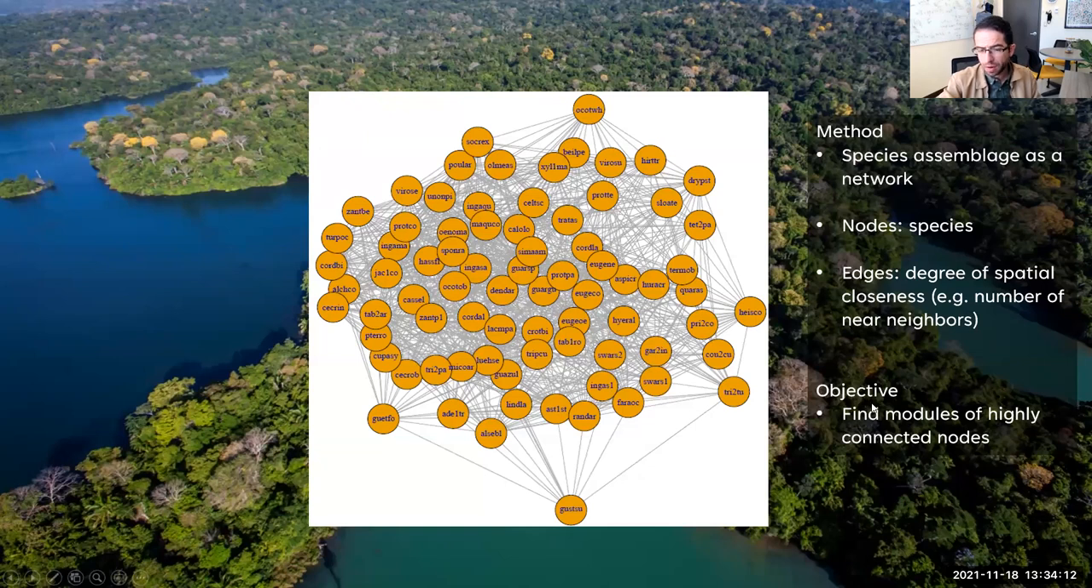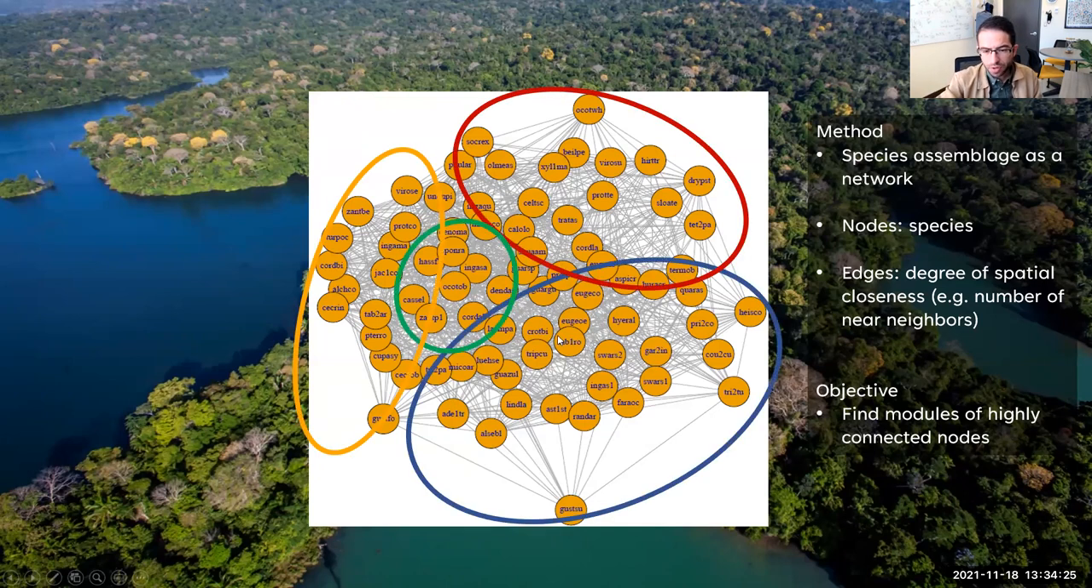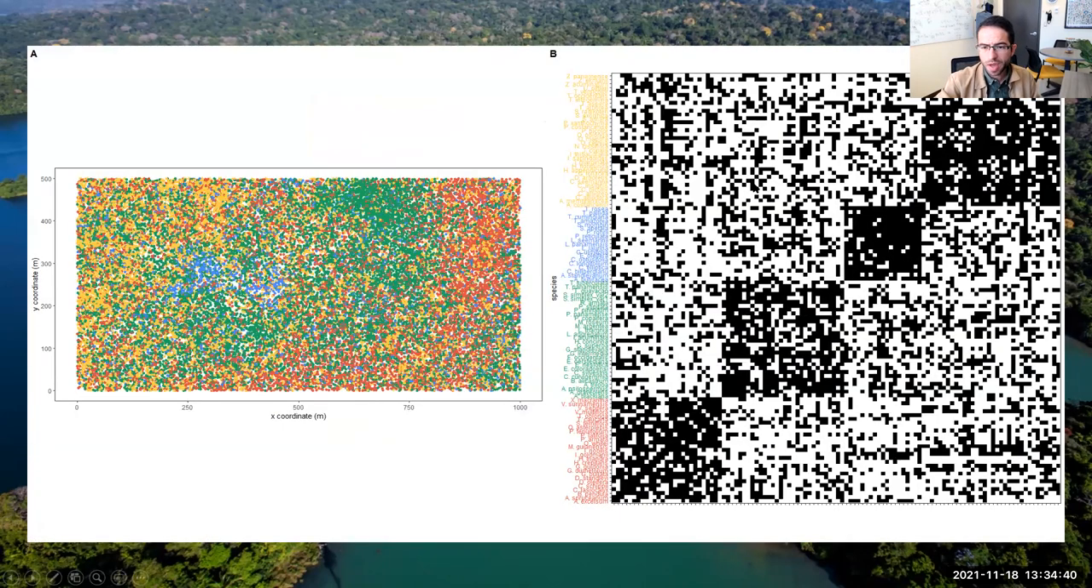And the objective now is having this network where I have my edges and I'm omitting the numbers here, the weights of the edges. I want to find modules of highly connected nodes, right? So something like that. If I found those, then well, we'll be able to make some interpretations about what that means. But this is the idea, right? I want to find modules in my full network of species. So sure enough, when I do that, I do find modules. In fact, I find four of them.